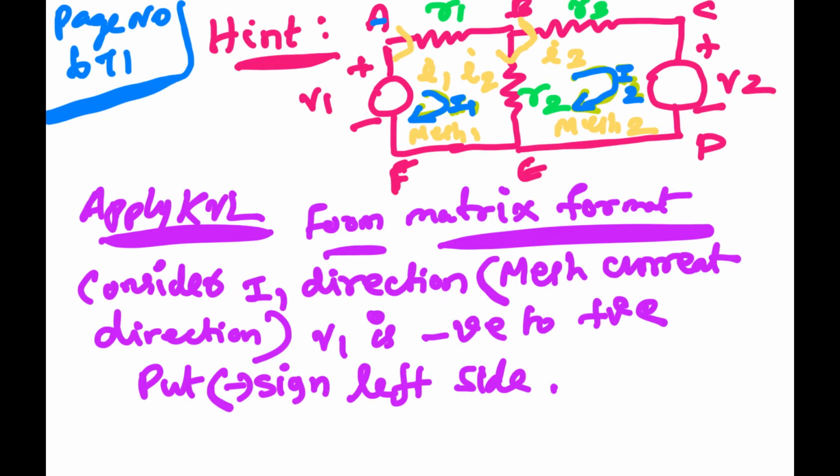Hence, for the same network shown in the figure, with the supplies, mesh 1 and mesh 2, form the matrix format. Consider the I1 direction. Hint: apply KVL in the mesh current direction. First consider the I1 direction. V1 is minus to positive, so put a minus sign on the left side. ABEF is mesh 1 and BCDE is mesh 2, with resistances R1, R3, R2. The current I1 minus I2 flows through resistance R2.